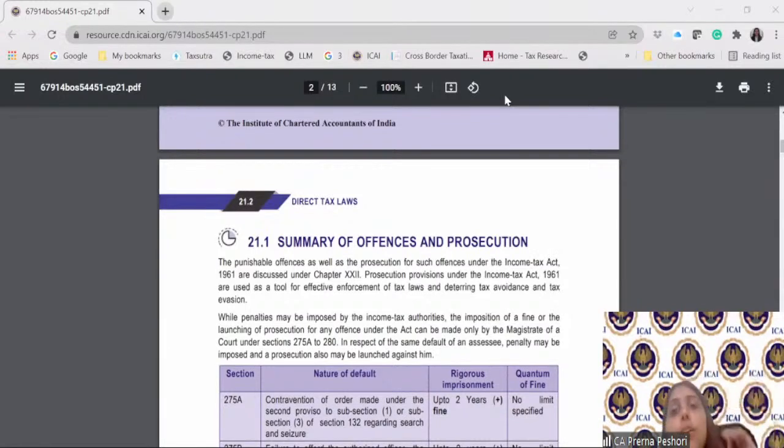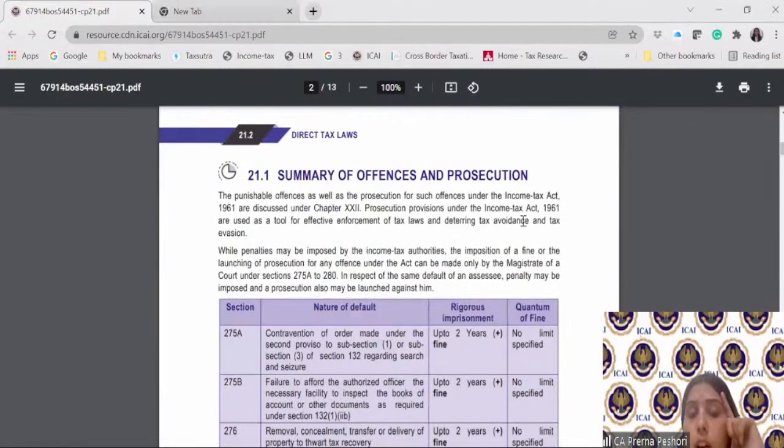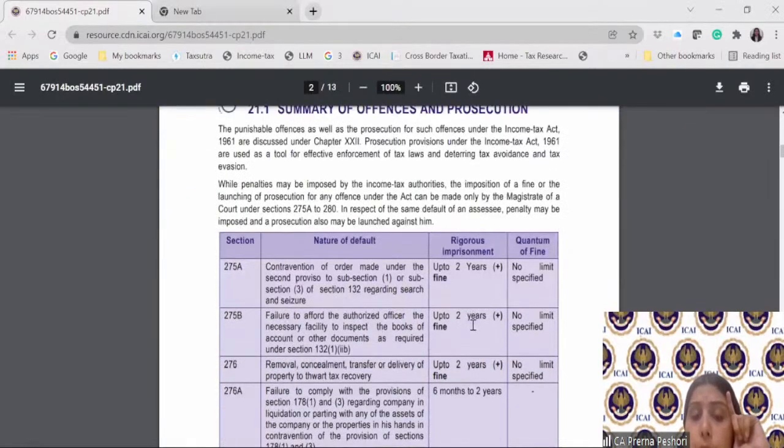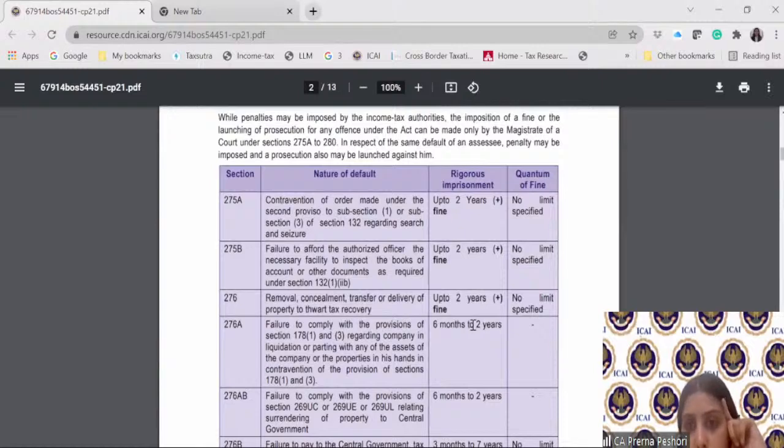So in that case, if you do not comply with those orders, then there is going to be a prosecution, which is rigorous imprisonment of 2 years plus fine. And the quantum of fine is not defined. Similarly, where there is a failure to afford the necessary opportunity to the authorized officer to inspect the books of accounts, then the prosecution is again up to 2 years plus fine. Removal or concealment to thwart tax recovery, again it is 2 years plus fine.